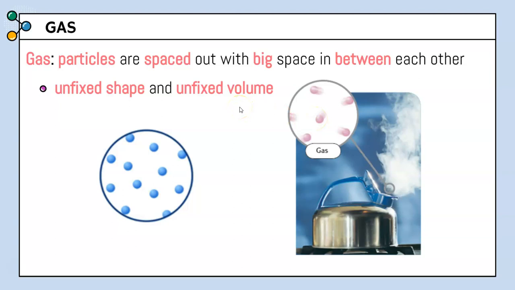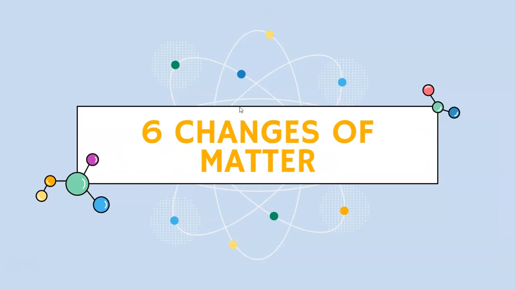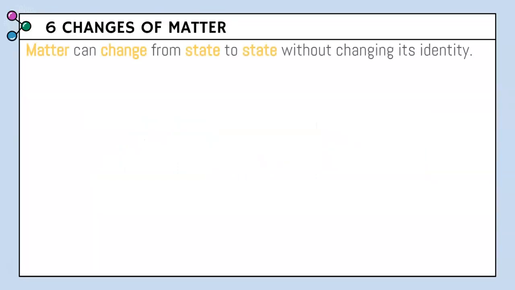So with that being said, now that we know our 3 states of matter, there are 6 changes of matter. And matter can change from state to state without changing its identity. We see this when we're going from ice to liquid water to steam. Yes, we're going from a solid, liquid, and gas, but it's all still H2O. We just got H2O solid, H2O liquid, and H2O gas.